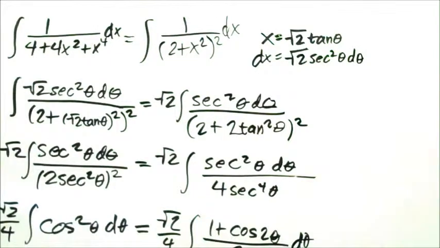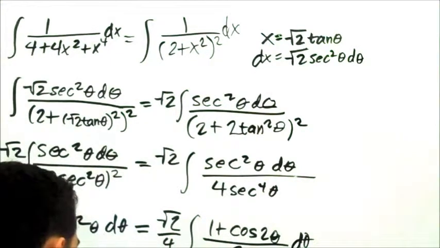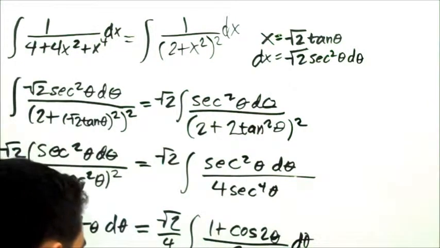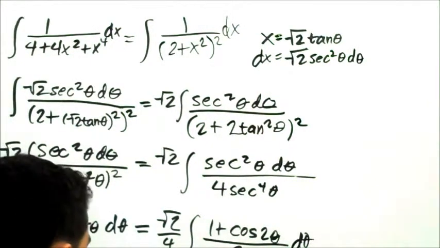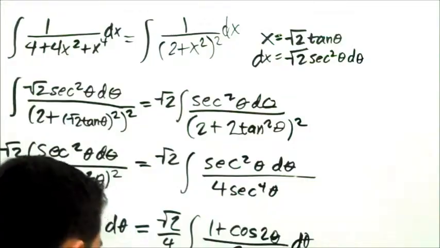So when we integrate this, 1 becomes theta because we're integrating with respect to theta. So theta, and cosine 2 theta simply becomes sine 2 theta over 2.